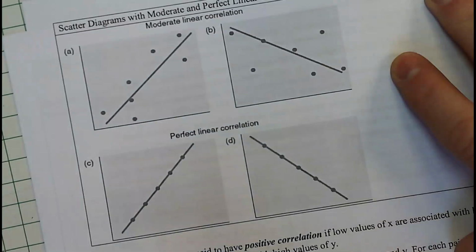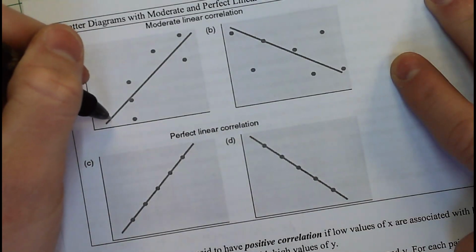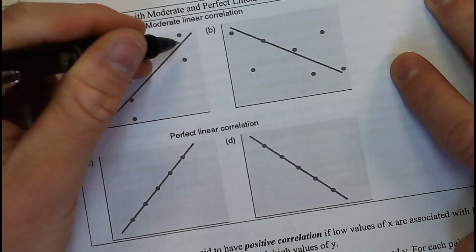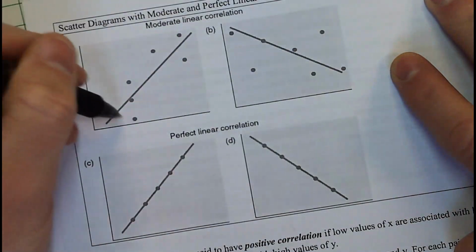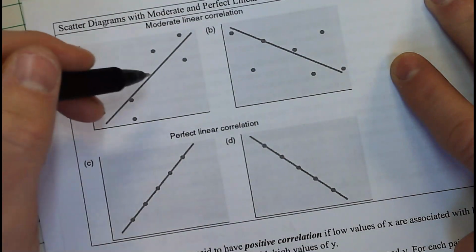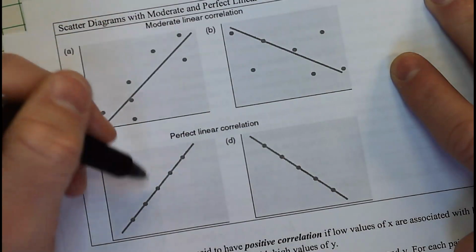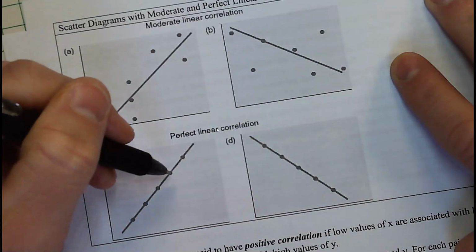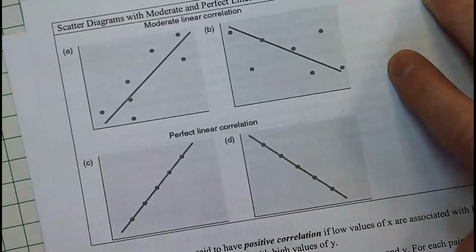And the strength of the correlation is how close the points would fit to a line of best fit. So if we drew a line through the points, the line of best fit, how close are the points to that line? You see here on a moderate one, they're kind of close. Perfect one, they're on the line. If it was strong, it would be close to the line. So the closer the points are to the line, the stronger the correlation.